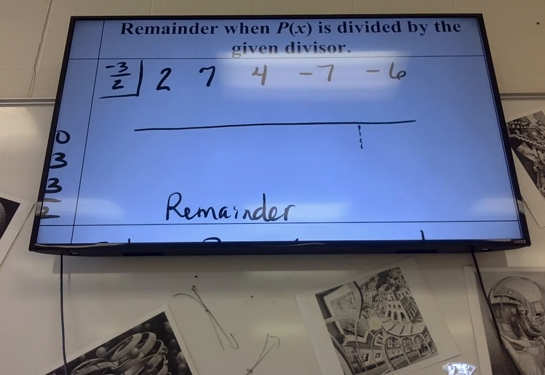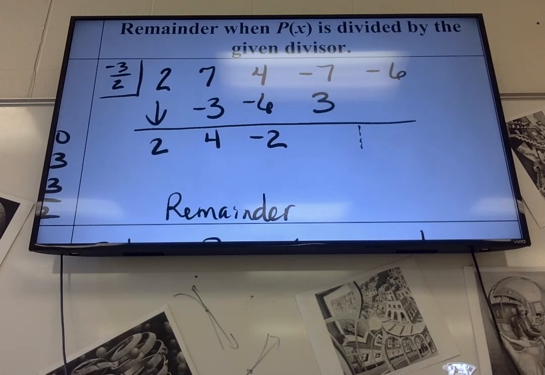So we bring the 2 straight down. Negative 3 over 2 times 2. The 2's cancel, you get negative 3. Add that, you get 4. Negative 3 over 2 times 4. 2 goes into 4 2 times. 2 times negative 3 is negative 6. Add those, you get negative 2. Negative 3 over 2 times 2. 2's cancel. And you end up with a positive 3.